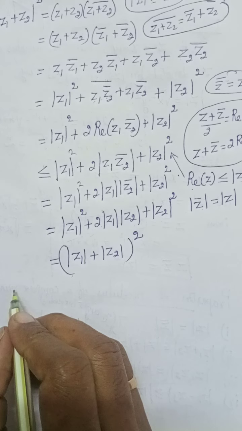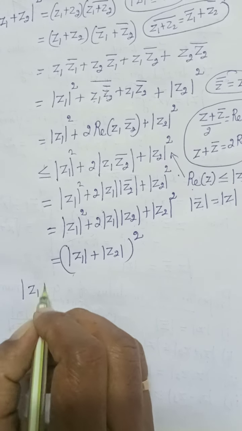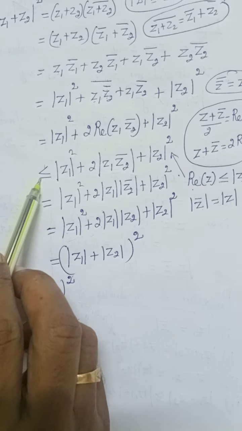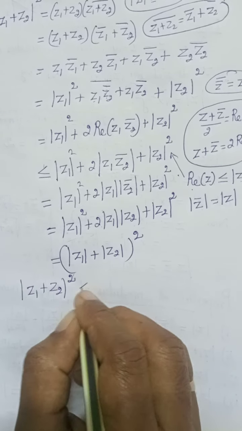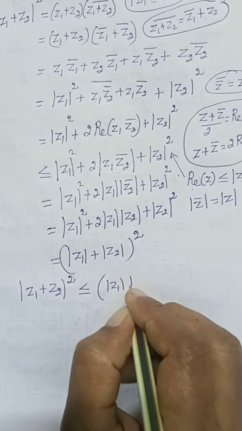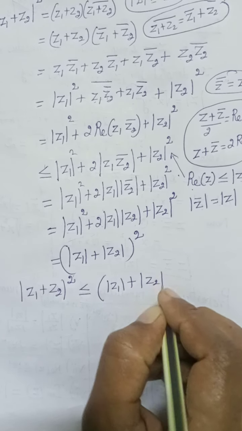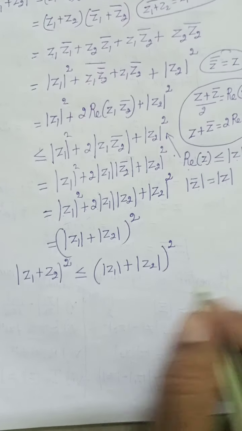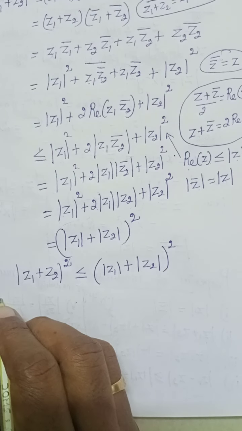Now, on the left-hand side we had modulus Z1 plus Z2 the whole square, and in between is the symbol less than or equal to, and the answer is modulus Z1 plus modulus Z2 the whole square. Both sides have a square, isn't it? Take the square root on both sides.